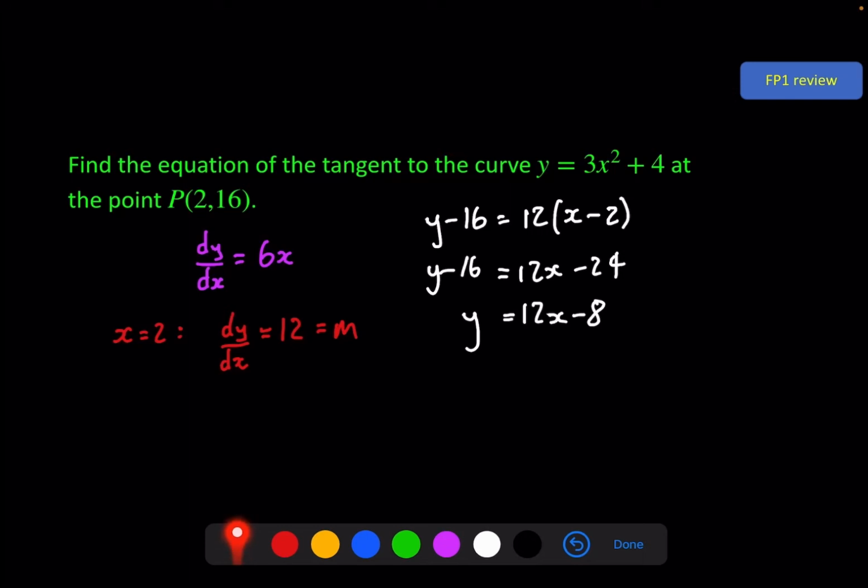If we wanted the normal, the only thing we would do differently would be to use this equation m1 m2 equals minus 1. And here, the gradient of the tangent would be m1, the gradient of the normal would be m2, and so the gradient of that would be minus 1 over 12, and then you do the same process here. Stuff you've done before with different functions. In this video, we'll be doing it with parabolas and rectangular hyperbolas.